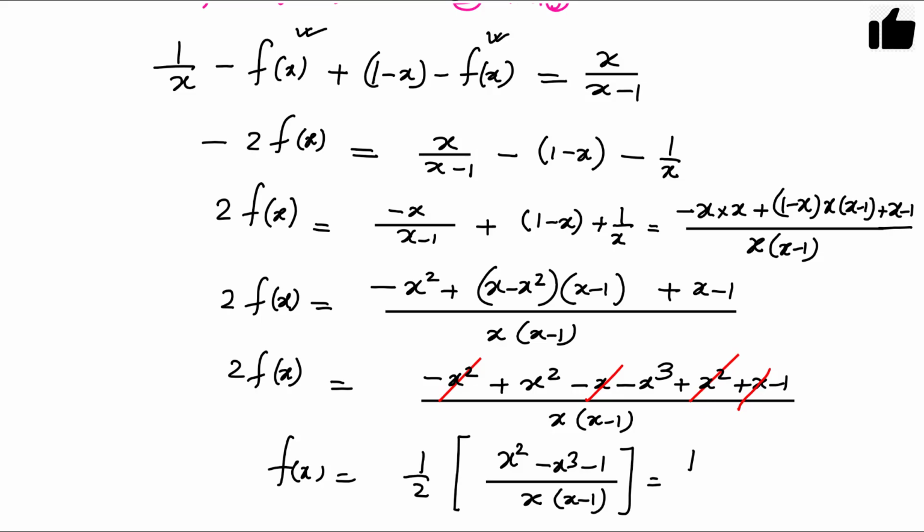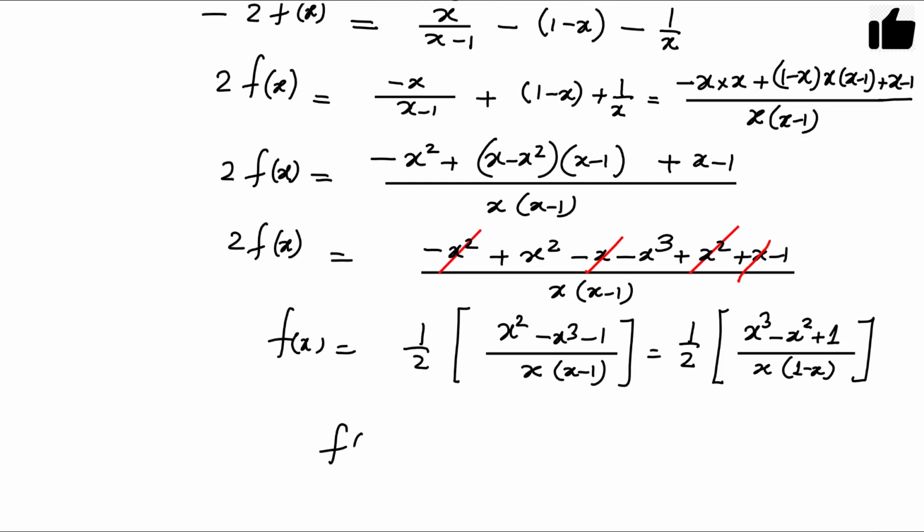Or you can write, if you multiply by a negative sign in the numerator and denominator, this will be x cube minus x square plus 1, and this will be x into 1 minus x. So this is the function. The final function for this problem is fx is equal to half of x cube minus x square plus 1 divided by x into 1 minus x.